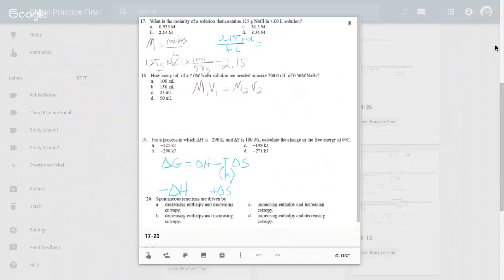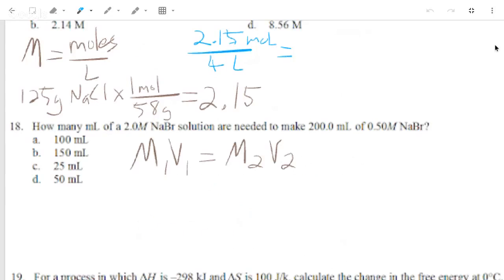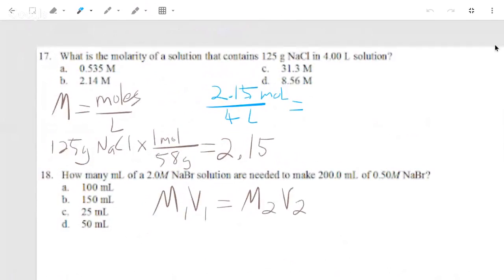And number 17, they give you grams and liters, and they expect you to figure out the molarity. It's still moles over liters. You just got to take the grams they give you, convert it to moles, and then plug it in. And that's all it is. So it's really still not too bad. You just got to do one extra step.